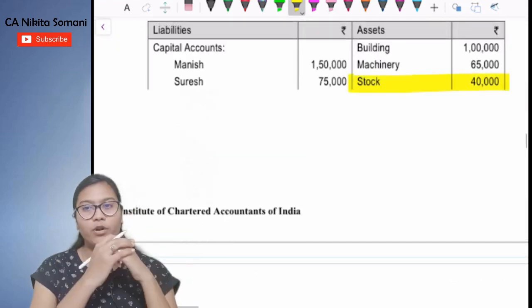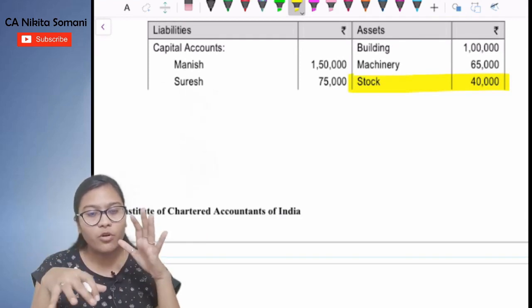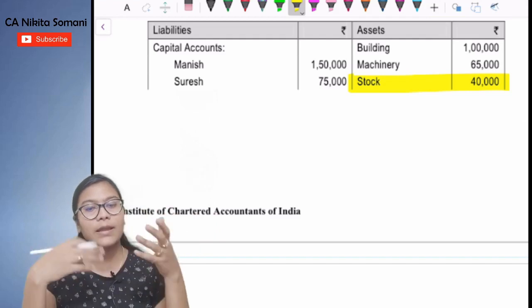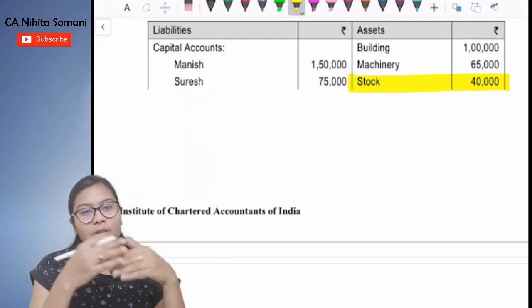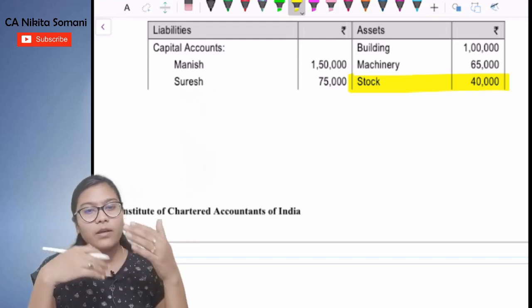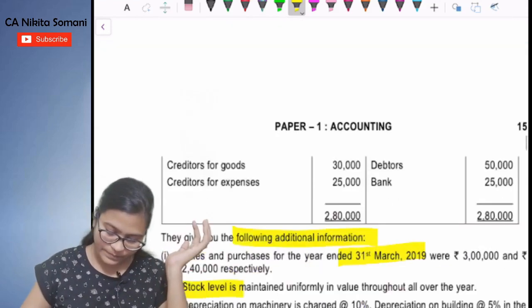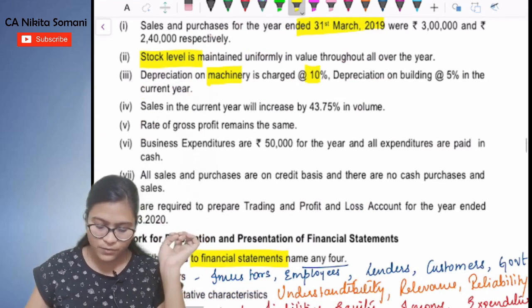So this stock of 40,000 is maintained throughout the year. So closing stock and opening stock would be the same. Okay, 40,000. If closing is 40,000, again next year opening is again 40,000. Then again next year that becomes the closing stock, because it has to be maintained at 40,000. Then opening stock again next year becomes 40,000. So that way. Okay. Depreciation on machinery is 10% and building is 5%.